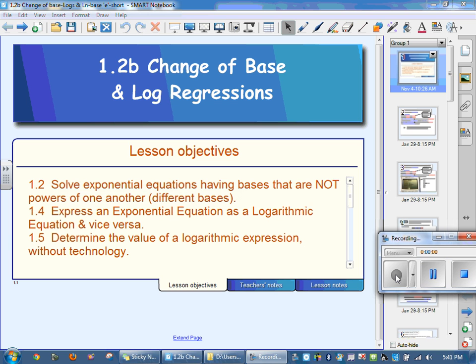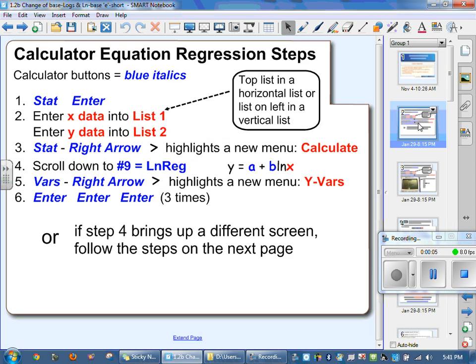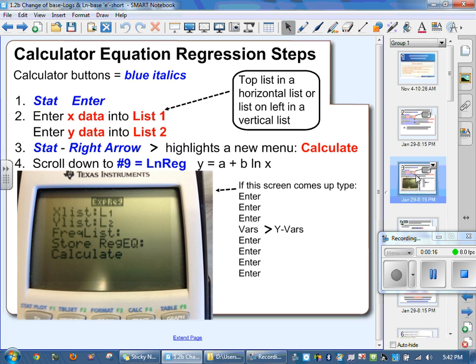Lesson 1.2b, change of base and log regressions. So here are our log regression steps that we've already taken a look at when we did our exponential regressions. Same steps, here they are if you forget. And again, if step 4 brings up a different screen, there's the section on what to do if this screen comes up. You follow these steps here. Okay? Let's take a look at an example.